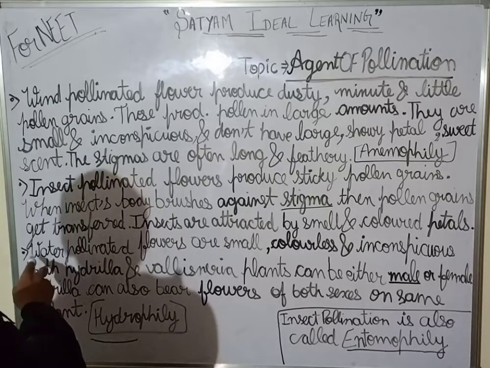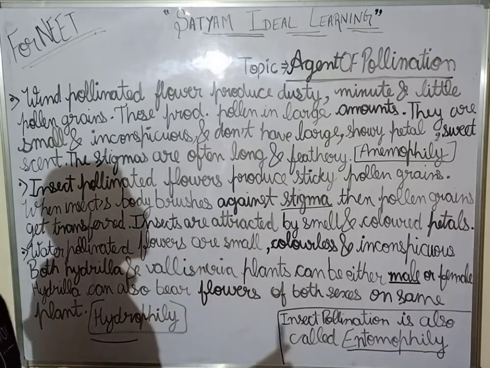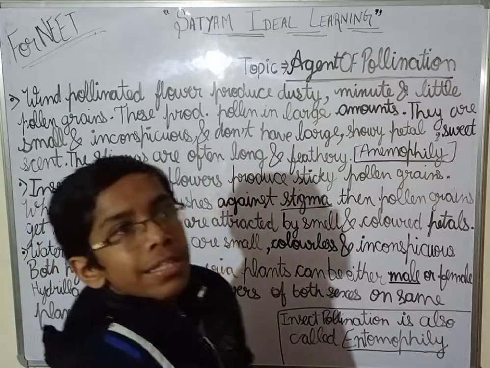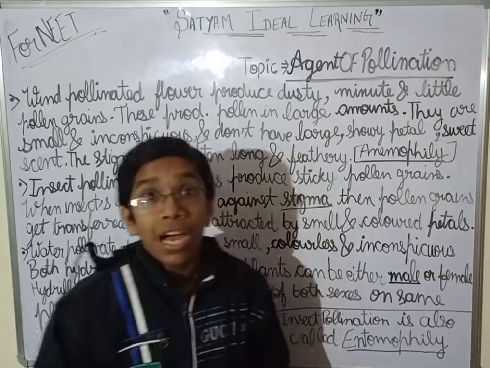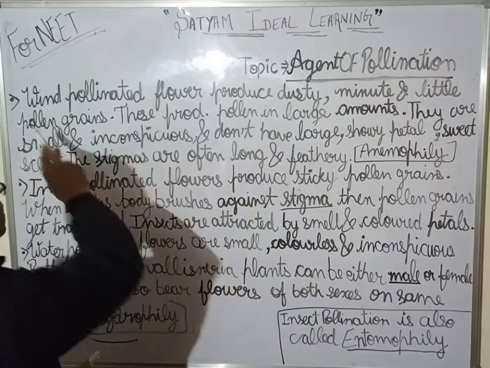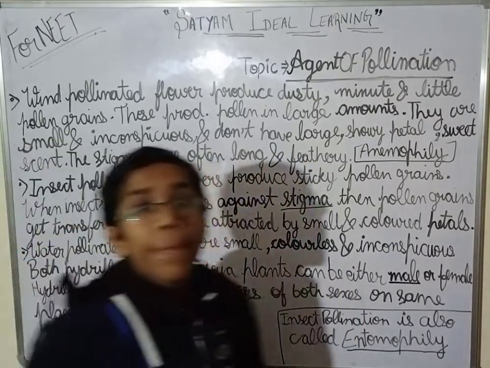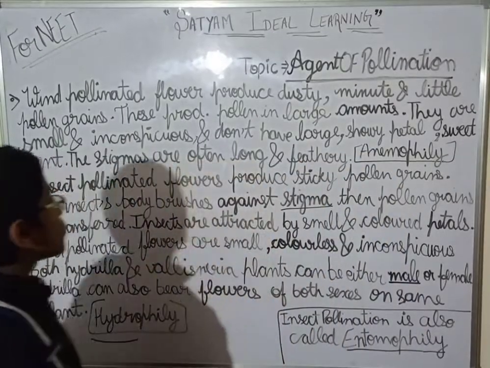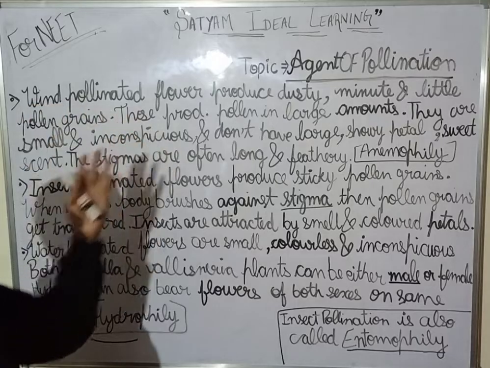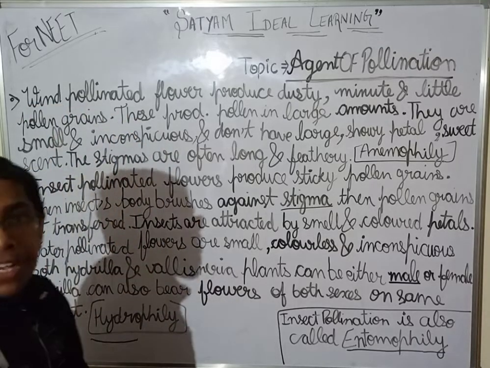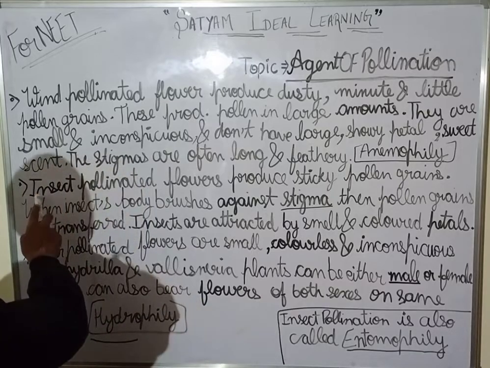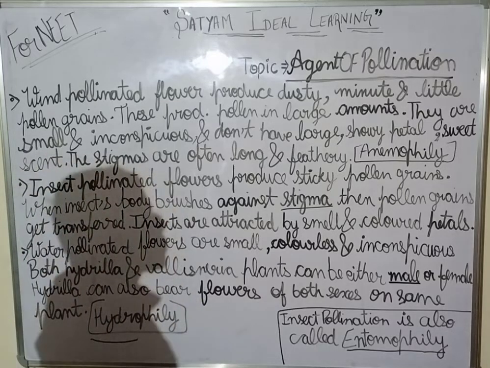We are coming on to water pollination. Before that, I have to tell you that in insect pollination, an example is Rafflesia. And in wind pollination, examples are rice, wheat, maize. So these are the examples of wind pollination. And Rafflesia, fig are examples of insect pollination. Jasmine also is an example of insect pollination.